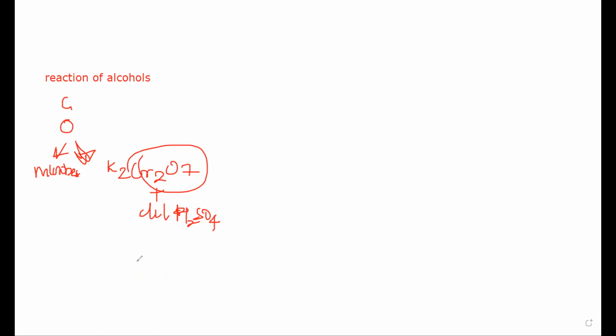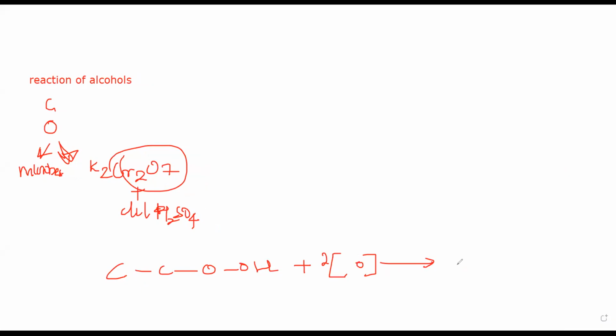Okay, so if I want to write the reaction, I can just write it with an alcohol. I'll just take it like this. Plus, we don't write the chromate one. We just put oxygen, and then that's 2 if we balance it. And I get what? It's an alcohol oxidized. What is the product? When alcohol undergoes oxidation, what are the products?